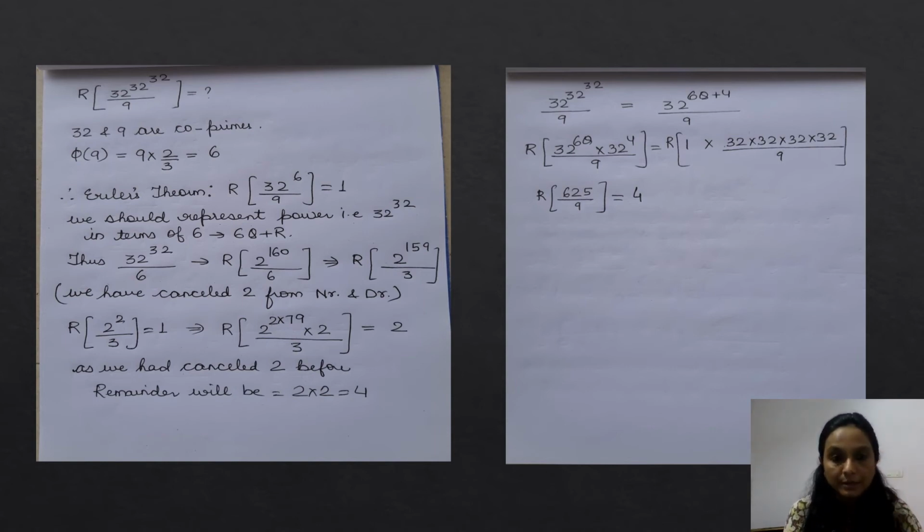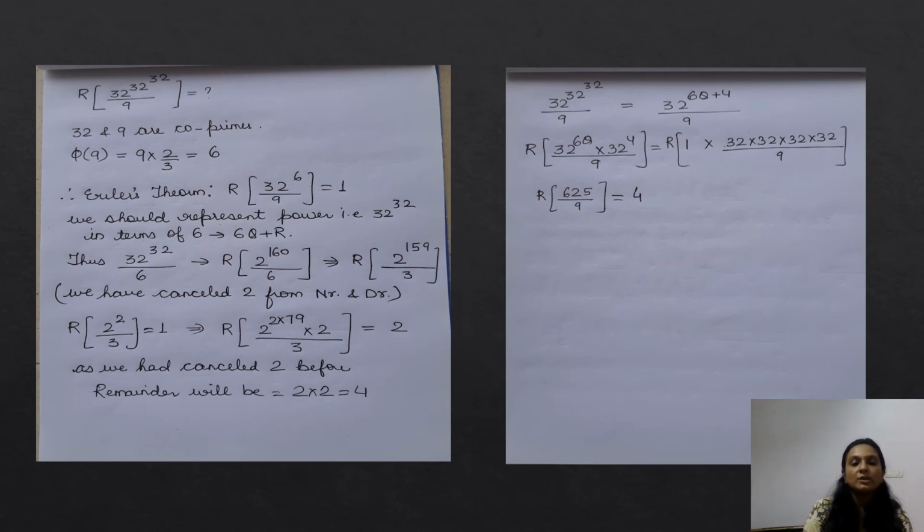What is the power here? It is 32 power 32. You can see very clearly, the power is 32 power 32. So we will try representing the power in terms of 6. Why 6? Because going by Euler's theorem, we have seen 32 power 6, when you divide by 9, you get the remainder 1. So how shall we find out? Here the power is big, not small, so you cannot do manual calculation, and you cannot easily represent it in terms of 6. So again, we'll have to follow some other method to find this.